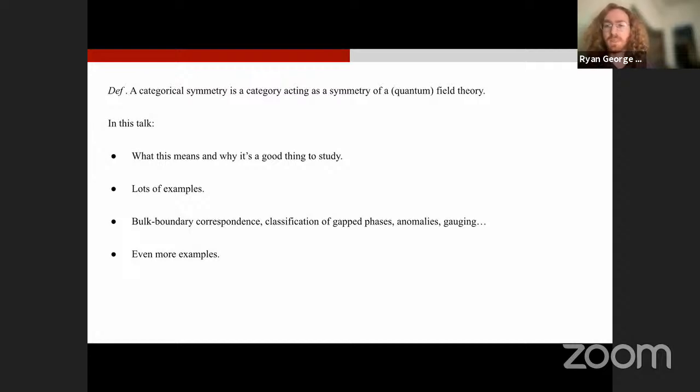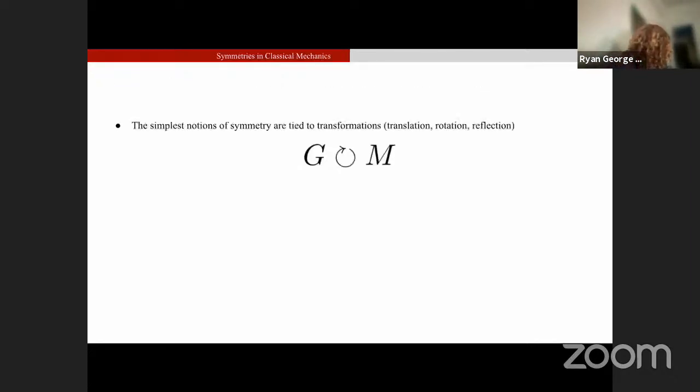I'll give you a lot of examples because there are general ways of describing these things, but I'd say they're incomplete. So I'm going to focus on examples. I'll tell you a little bit about the part of the general description that we understand, which involves this bulk boundary correspondence, ideas like anomaly inflow, gauging, the classification of gapped phases, things that we like to do with ordinary symmetries. We know how to do a little bit of that here. So hopefully that convinces you even more that this is a theory of symmetry. And then I'll end with even more examples if I get to it. So we'll see. There's a lot I could cover.